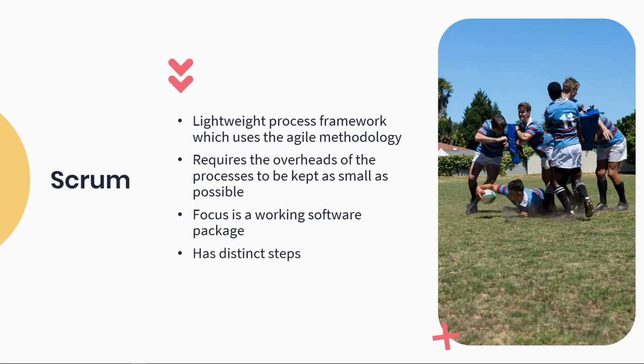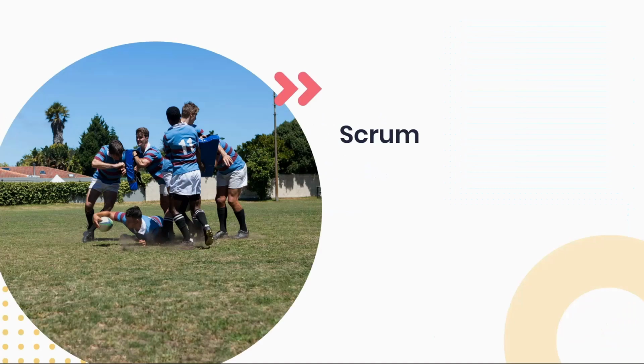The Scrum process is different from other agile processes because of its distinct steps. Scrum is typically divided into 3 categories: roles, artifacts, and time boxes.